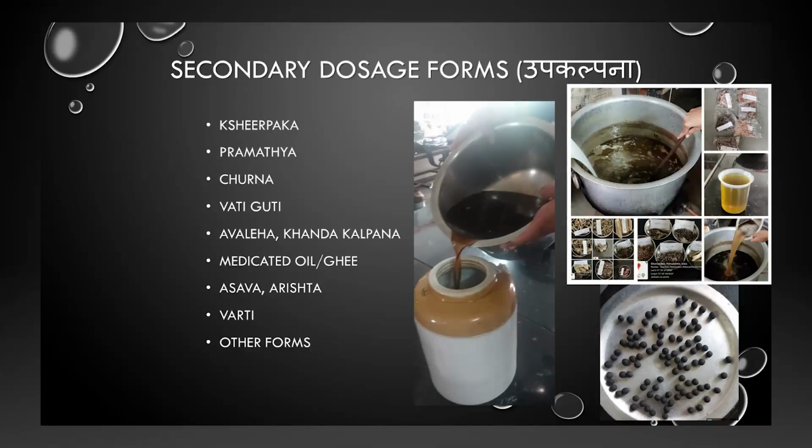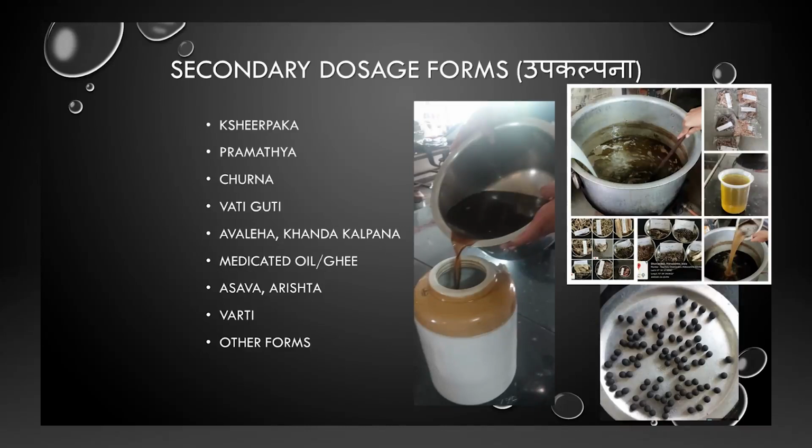The dosage form is prepared for drugs which have fat soluble constituents. For example, Arjun Kshirapak. Arjun Kshirapak is used in heart ailments. Pramathya is one of the dosage forms prepared like Kwatha or decoction.